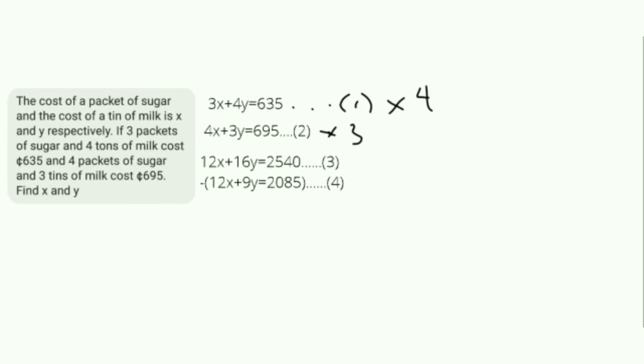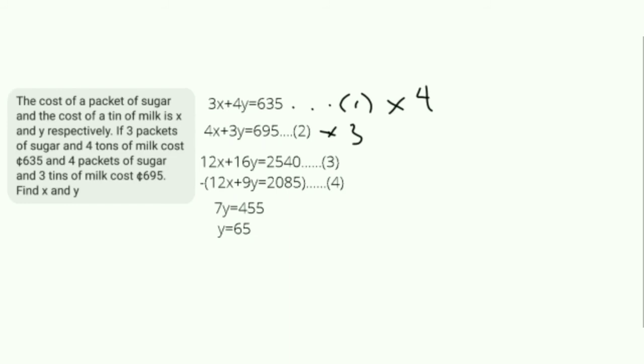So make sure that when you're multiplying the whole equation, you multiply each term by the number. So 4 by 3, 4 by 4, 4 by 635. I hope you get it. So let's come to the subtraction and deal with that one. Okay, so after subtracting, we get 7y is equal to 455, and you divide both sides by the coefficient of the variable, which is y over here. So we get y to be 65.